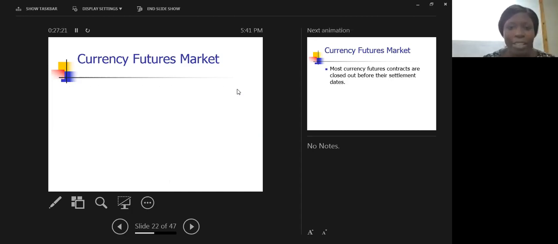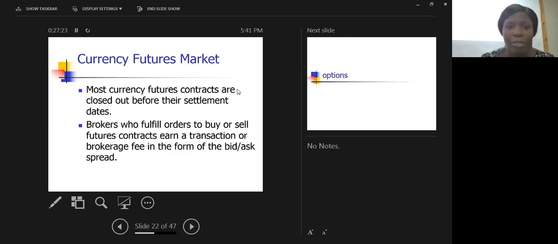So you could close off by taking an offsetting position. Most currency futures contracts are closed off before their settlement. Well, just before, right? Just before the settlement date, not far before, just before, right?